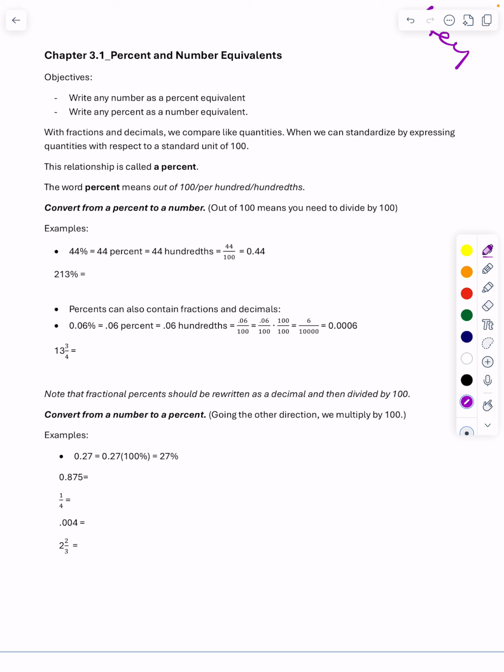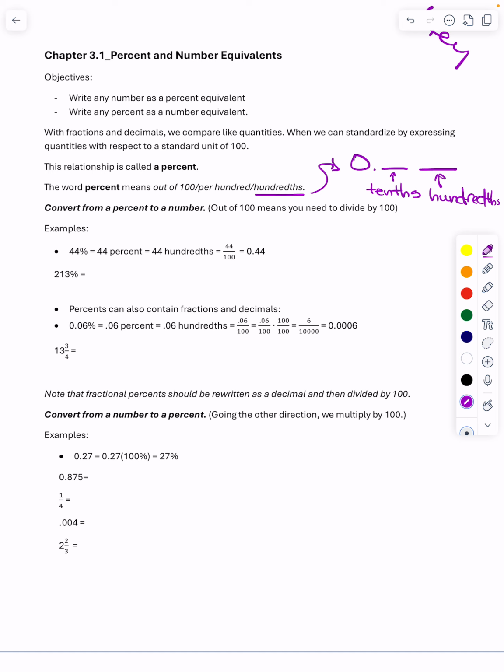Percent, if you think like 1 cent, means out of 100, or per 100, or if we're talking about the decimal, it's hundredths. Because if we think about decimal places, the first place after the decimal is the tenths. That second place is the hundredths. And so we are talking about parts here, okay? Parts of a whole.